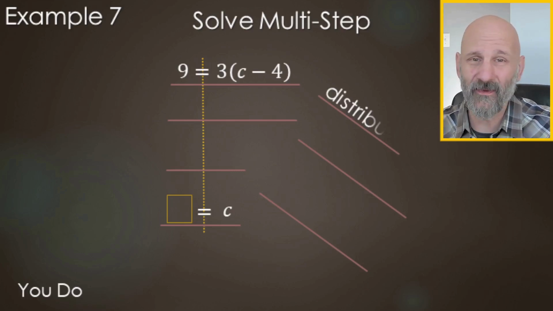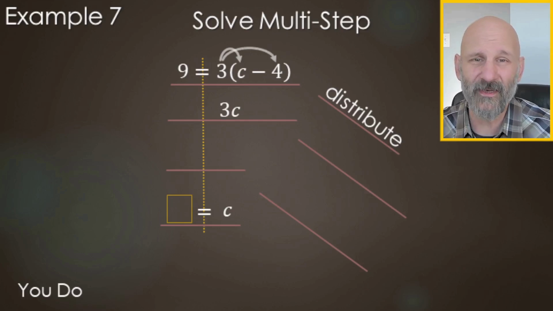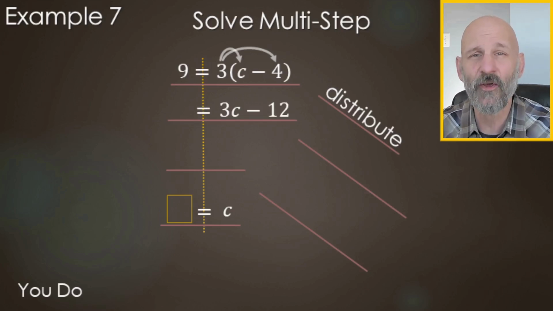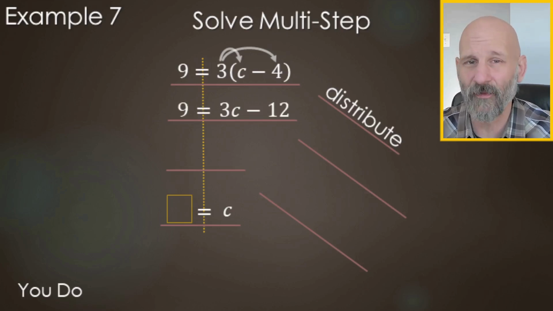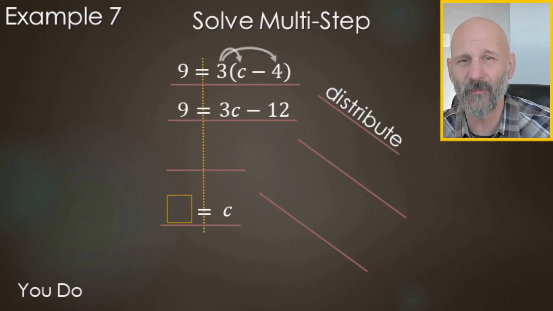So start out again, the stereotypical way: distribute first, simplify, add like terms, that type of stuff. So here we go. We have 3 times c, that's going to be 3c, and then 3 times minus 4 will be a minus, and then 3 times 4 is 12. And then on the left-hand side, we still have the 9. Now we have the two-step equation. It looks like the easier ones that we've been working on.